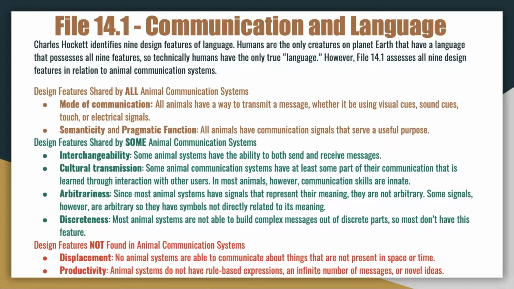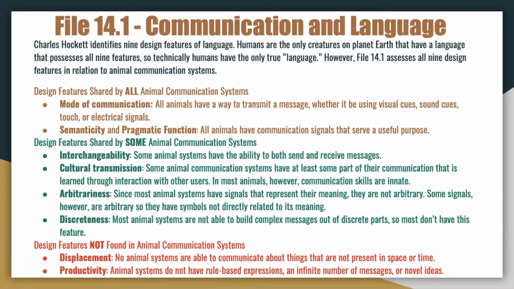There are 4 design features shared by some animal communication systems. There is interchangeability. Some animal systems have the ability to both send and receive messages. Another is cultural transmission. Some animal communication systems have at least some part of their communication that is learned through interaction with other users. In most animals, however, communication skills are innate. Arbitrariness is another feature. Since most animal systems have signals that represent their meaning, they are not arbitrary. Some signals, however, are arbitrary, so they have signals not directly related to their meaning.